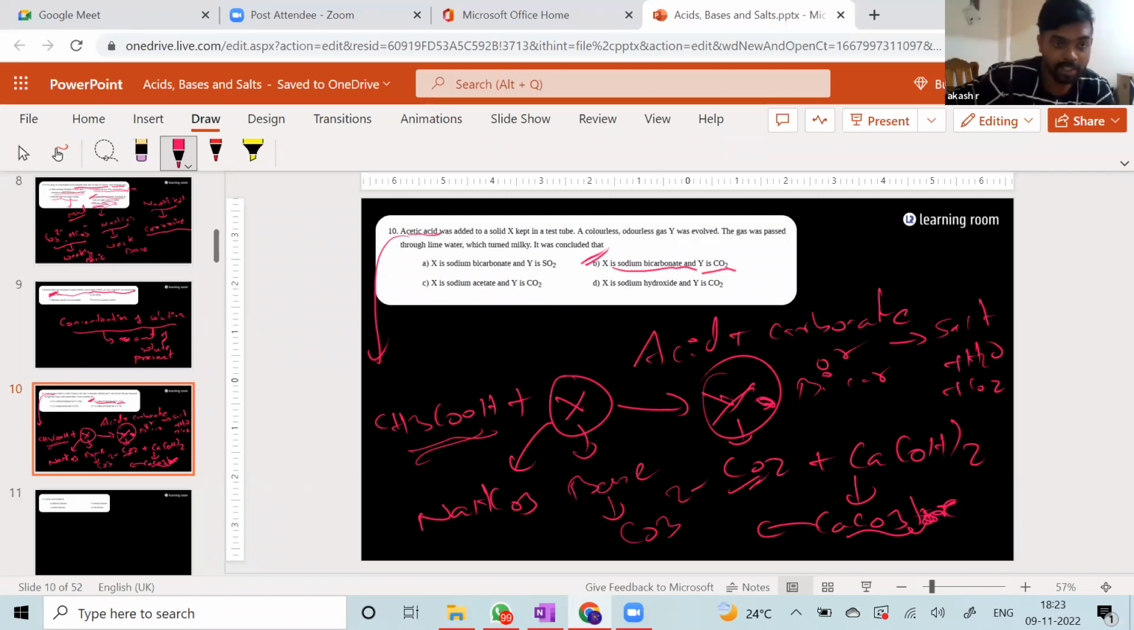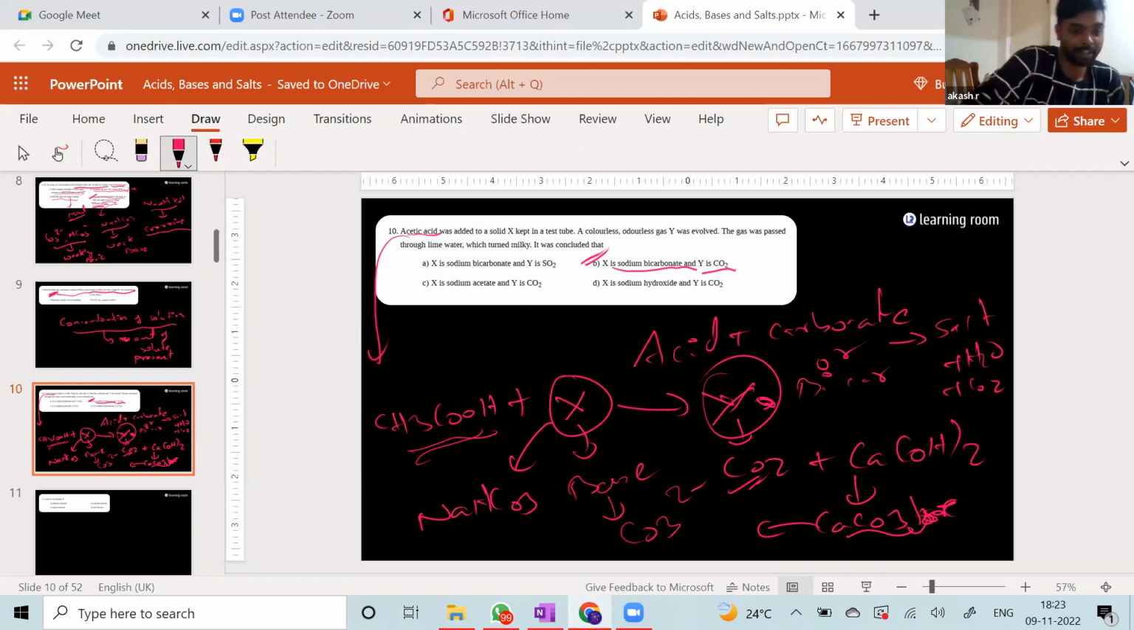Sir, why is carbon dioxide odorless? It's like asking, why are you now 15 years old? No, sir, if a candle is burning, you can feel the smell, right? Oh, that is not only carbon dioxide; there are so many other gases coming along with it. Why is carbon dioxide odorless? Because that is the nature of carbon dioxide. That is how it exists in nature.